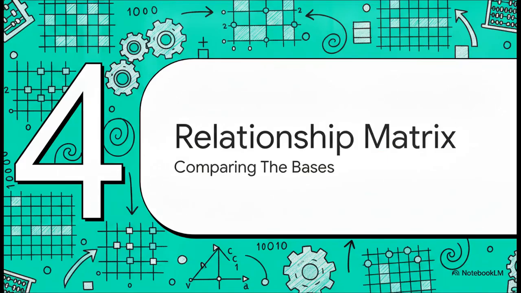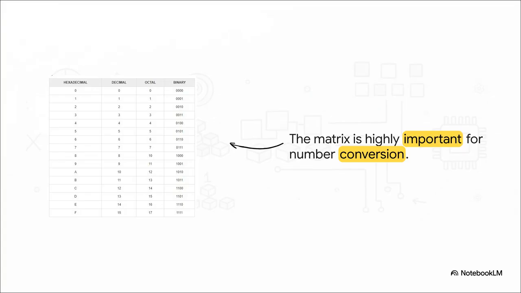Bringing us to section 4, the relationship matrix, comparing the bases. I know it might feel a bit overwhelming to juggle 4 entirely different bases in your head all at once, but comparing them side by side reveals this amazingly clean mathematical harmony. Just take a look at how a standard human decimal number 15 translates perfectly across the board. In hexadecimal, it's just a simple single-character F. In octal, it requires 2 digits, becoming 17. And in binary, broken all the way down to its most fundamental machine states, it takes 4 bits, 1, 1, 1, 1. Honestly, this matrix is basically the Rosetta Stone of computer science.